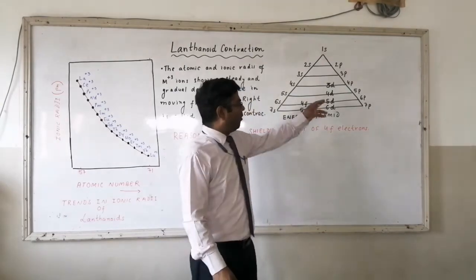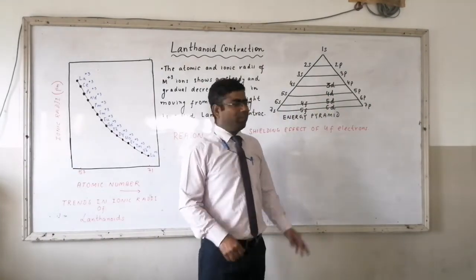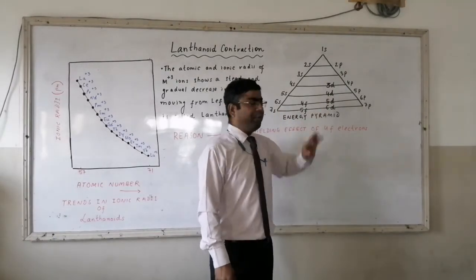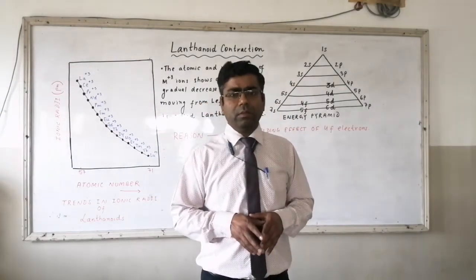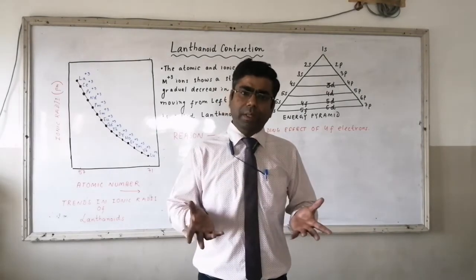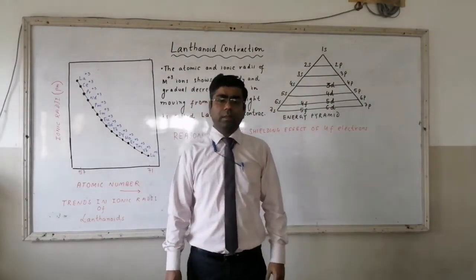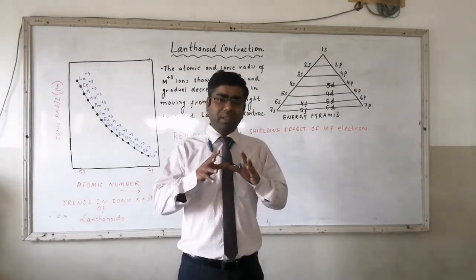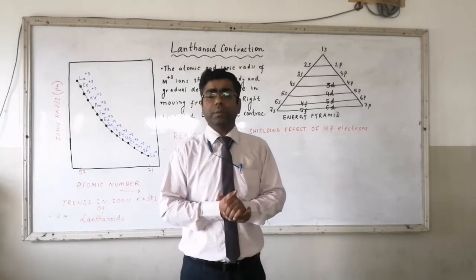So what happens? When we move from 3d to 4d, means we are moving from top to bottom, there will be increase in atomic size. But when we start moving from 4d to 5d, the atomic size of the element remains constant, or there is a slight decrease, slight increase. Reason is very simple, because between 5d and 6s we have 4f also. So lanthanoid contraction is having a deep impact on atomic size or ionic size of 5d members also.